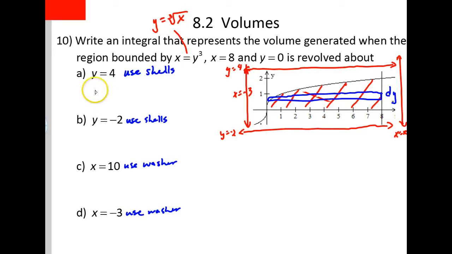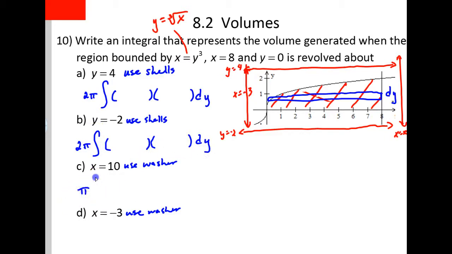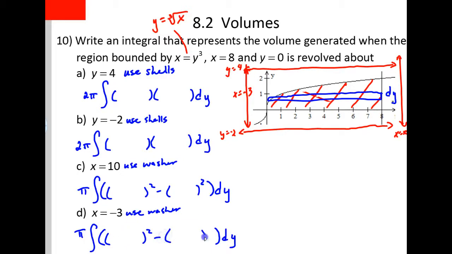All right, so first of all, we set up the shell method, which is 2 pi times the integral of radius times height with respect to y. Same thing with B, 2 pi times the integral radius times height with respect to y. Washer method, pi times integral of big parentheses with respect to y, little parentheses squared minus little parentheses squared. Same for the other washer. So we have all of this set up. Now we just have to fill in the specifics.